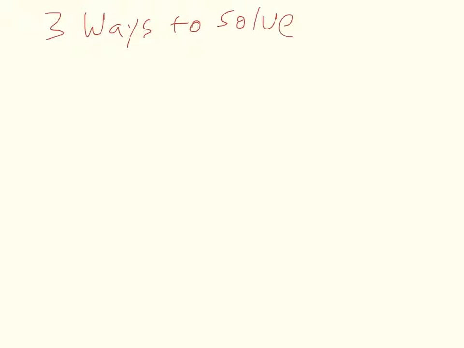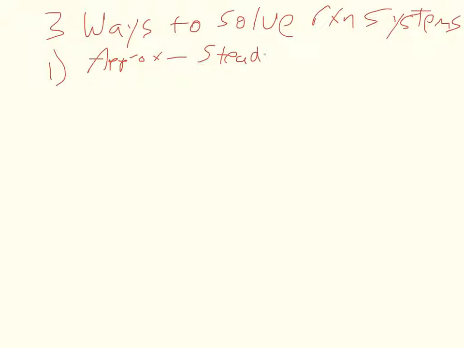So we've basically gone over three different ways to do this, and depending on the complexity of the system and the information we know, we may use one of these different ways. The first one is approximation, and the most common approximation is the steady state approximation. This allows us to make some simplifications on our system and basically turn a differential equation problem into a much simpler algebra-like problem.